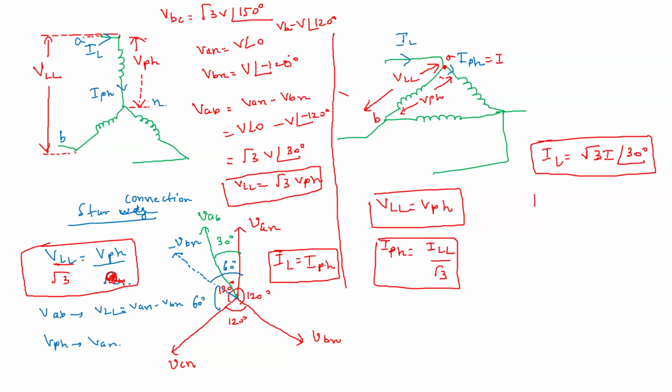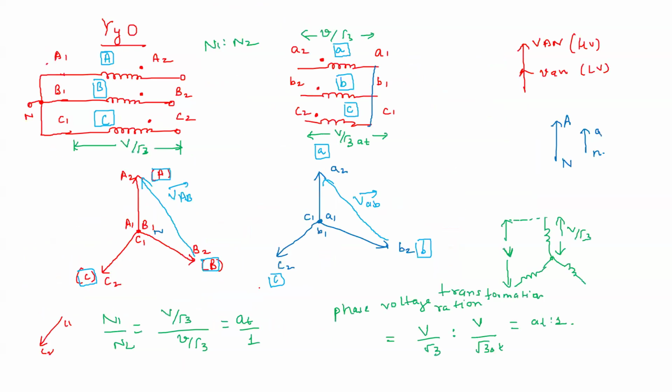Let us come back to transformers. Here I am drawing the Yd6 group. So in the transformer, this is what was happening, and then this is the voltage ratio.